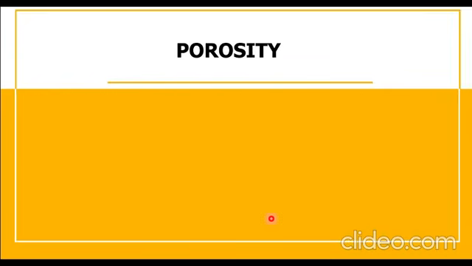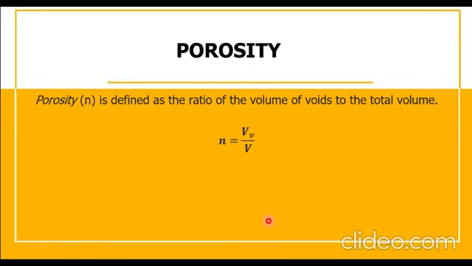Next property of soil is what we call the porosity. Porosity is defined as the ratio of the volume of voids to the total volume. It's written as Vv over V. It is also expressed in percent and can range from just 0 to 1.